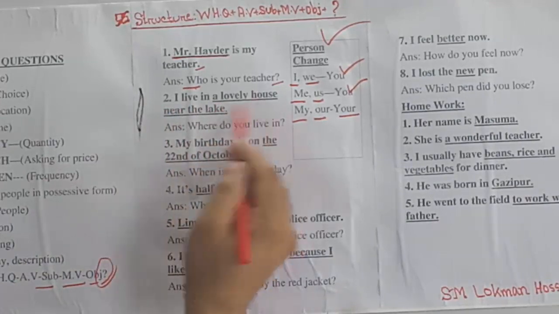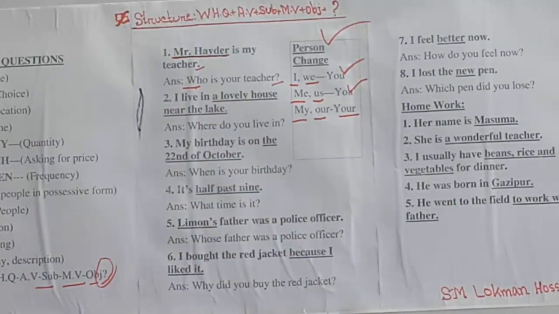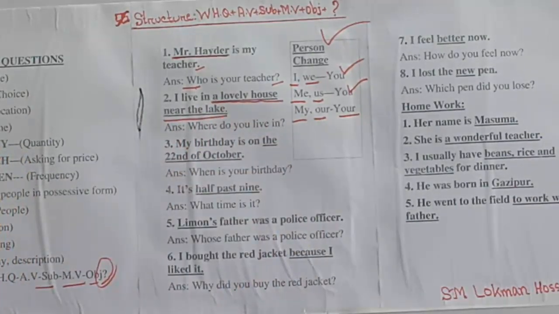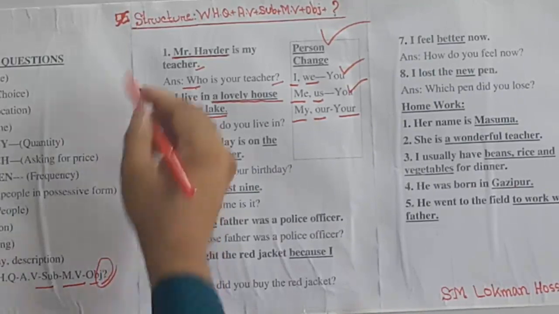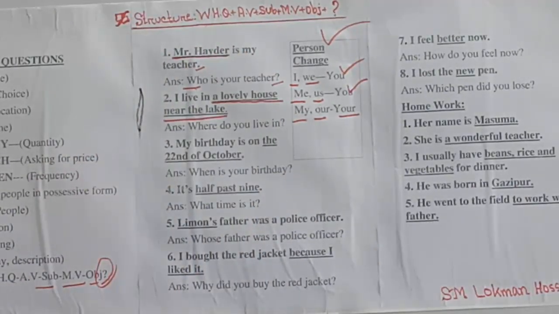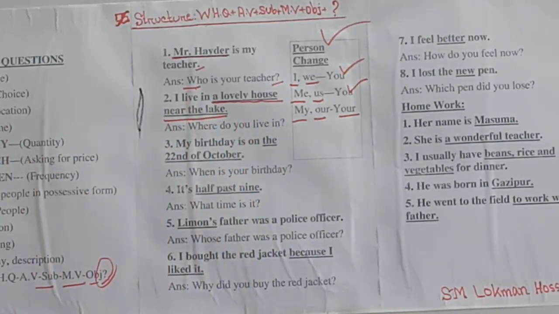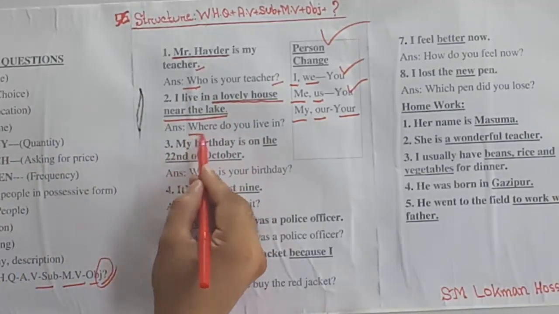I live in a lovely house near the lake. Here, "a lovely house near the lake" is underlined. You have to give emphasis on this underlined word because you have to select the WH word. So a lovely house near the lake denotes a place or location. Location denotes where. So you have to start writing where first.